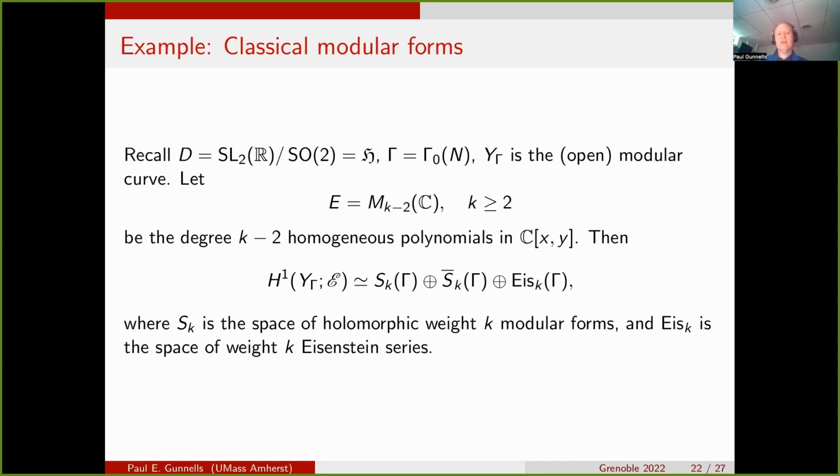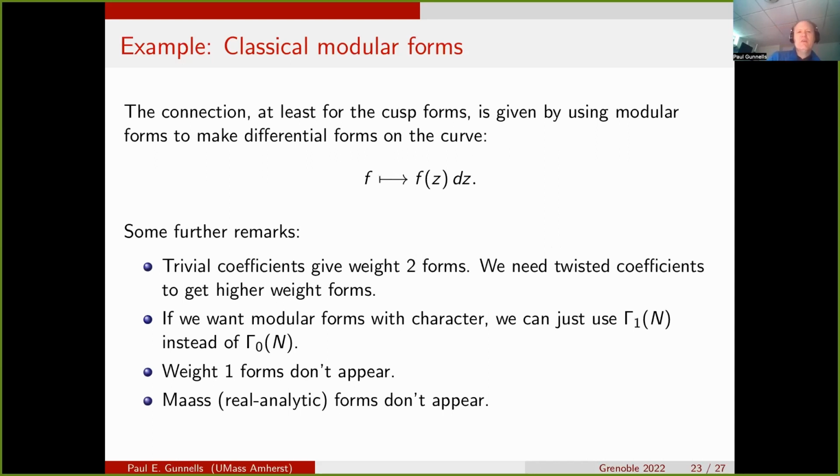Okay, but this is the sense in which this cohomology space is built out of automorphic forms. There they are, sitting there, automorphic forms, like the best kind, the holomorphic weight k modular forms where k is bigger than or equal to 2. And what's the connection?